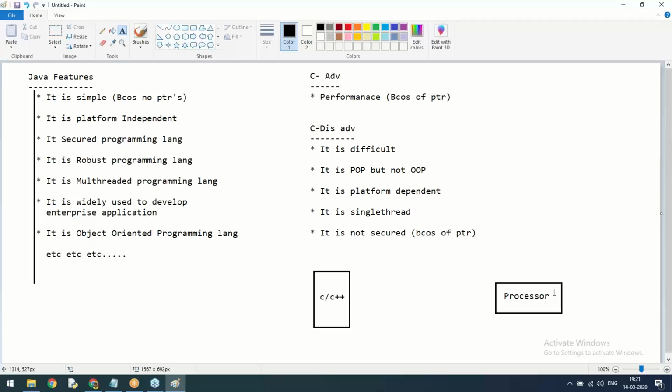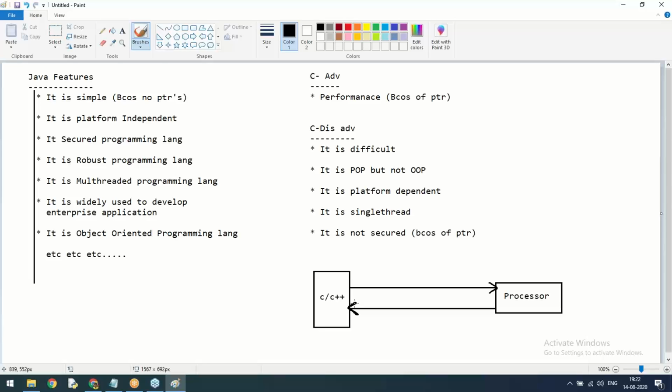Now, the beautiful thing about C++ is that this C++ language communicates to the hardware directly. Between the processor and the application, there is no intermediate person. How can the communication happen directly? Because of pointer. You know the definition of pointer at least: it is a variable which stores the address of another variable.